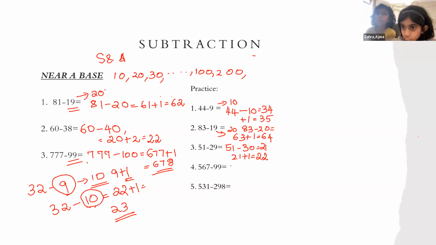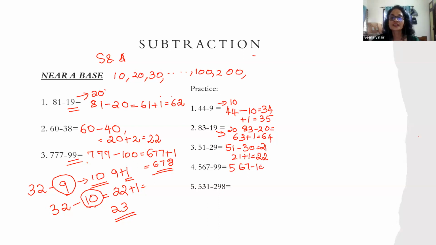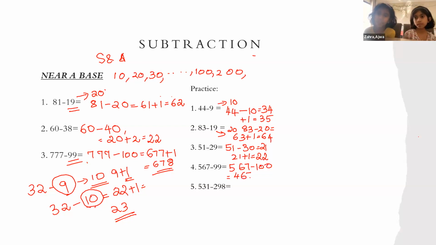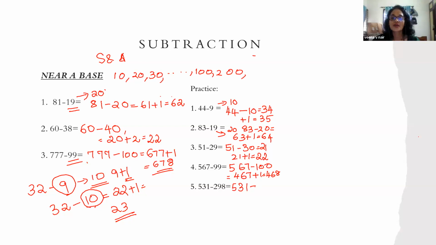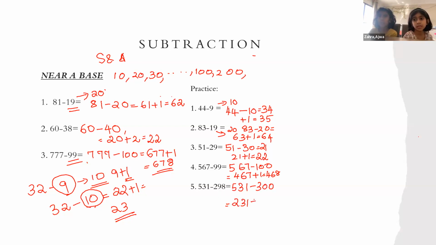Next one. 567 minus 99. 99 is close to 100. So 567 minus 100 equals 467. Plus 1 equals 468. Next. 298 is close to 300. 531 minus 300 equals 231. 231 plus 2 equals 233.